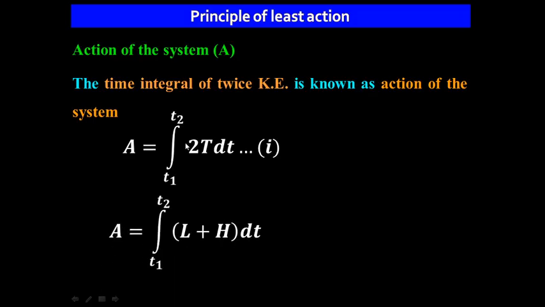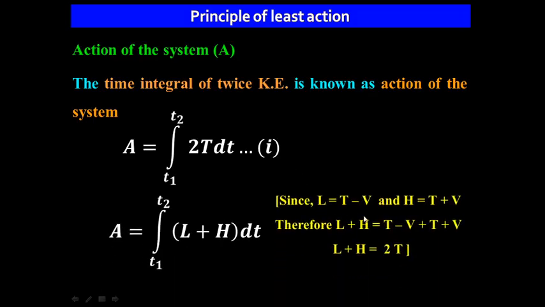We know from Lagrangian mechanics that L is equal to T minus V, and H is equal to T plus V. The Hamiltonian function is just T plus V and the Lagrangian function is T minus V. If we add both, then L plus H is equal to T plus T, that is twice T. Okay, so in place of twice T we can write L plus H. It means that the sum of the Lagrangian and Hamiltonian functions is twice the kinetic energy.